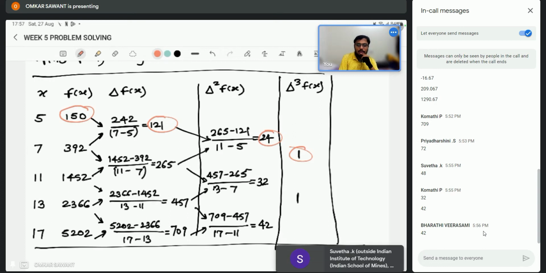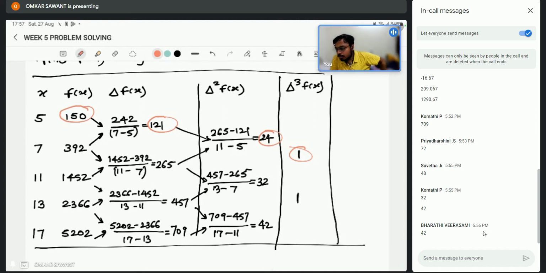Are you following? Yes, sir. Why do we take the upper branch? We do this in forward difference too. It is similar to it. The only difference is that we have divided by the difference of the interval.